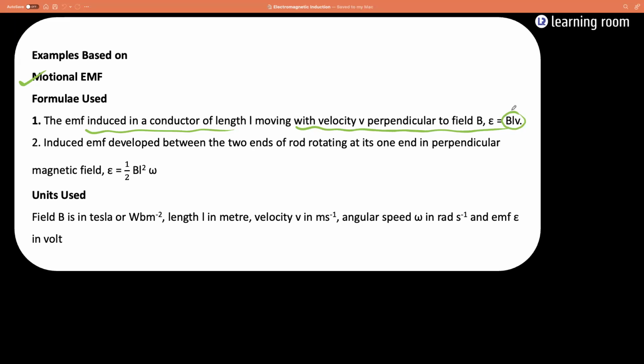Similarly, if there is a rod which is rotating at its one end in a perpendicular magnetic field, then the EMF induced across the two ends is given as half into B L square omega, where L is the length of the conductor and omega is the angular speed.